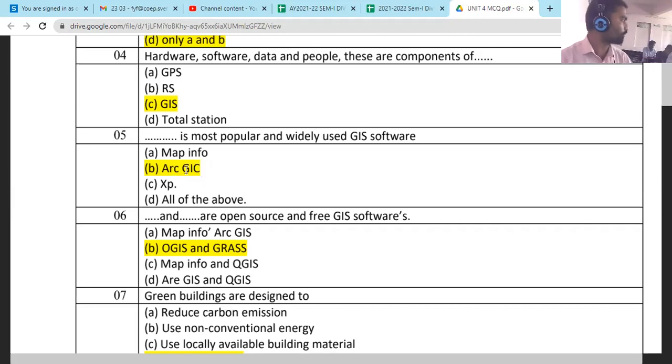This is the name of the software, like you are going to study in the next semester: C programming, C++, Python, Java. Similarly, this is one of the software we use in GIS.